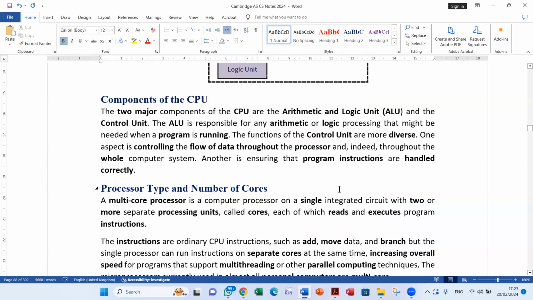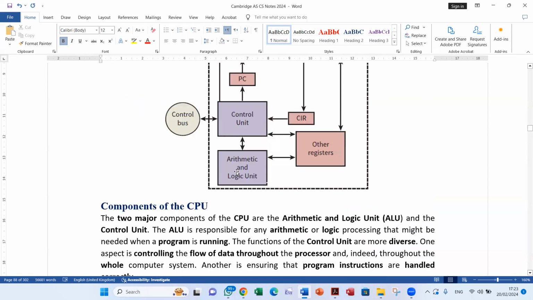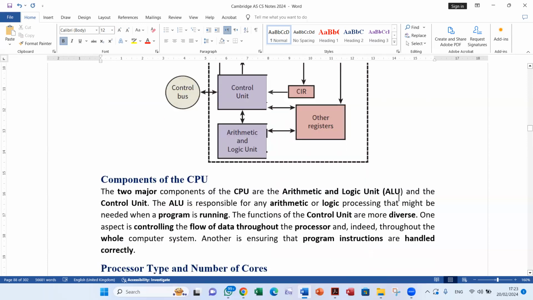The 2 major components of the CPU are the arithmetic logic unit, the ALU, and the control unit, which controls everything. The ALU is responsible for any arithmetic or logic processing that might be needed when a program is running. The functions of the control unit are more diverse. The control unit has to do many other things.